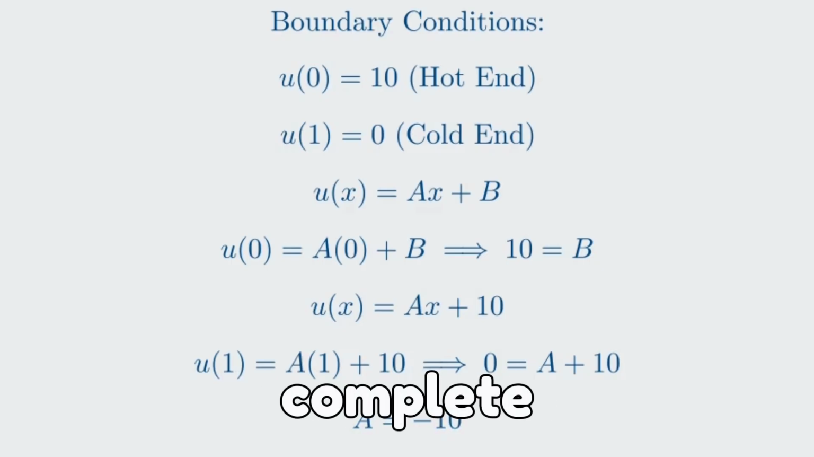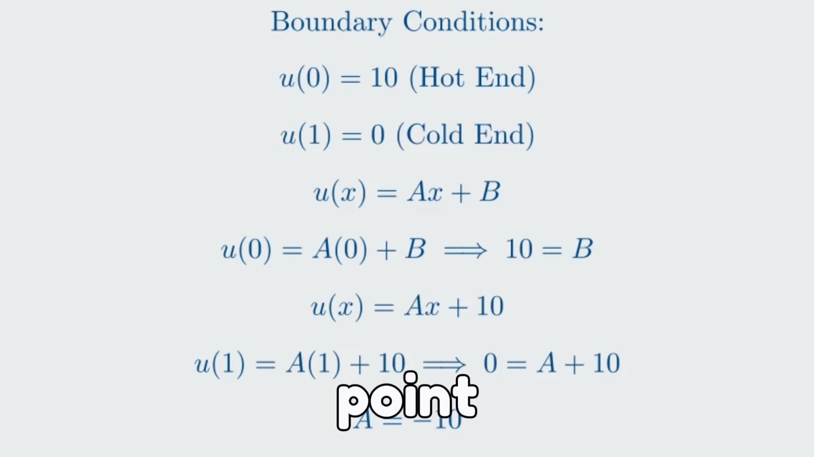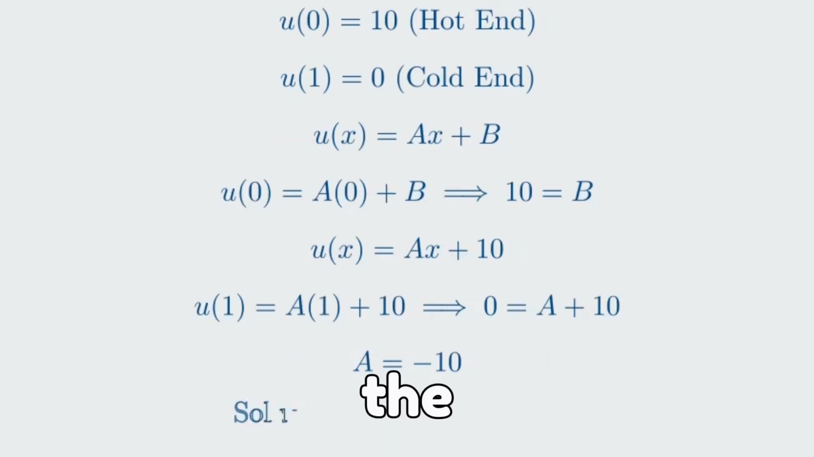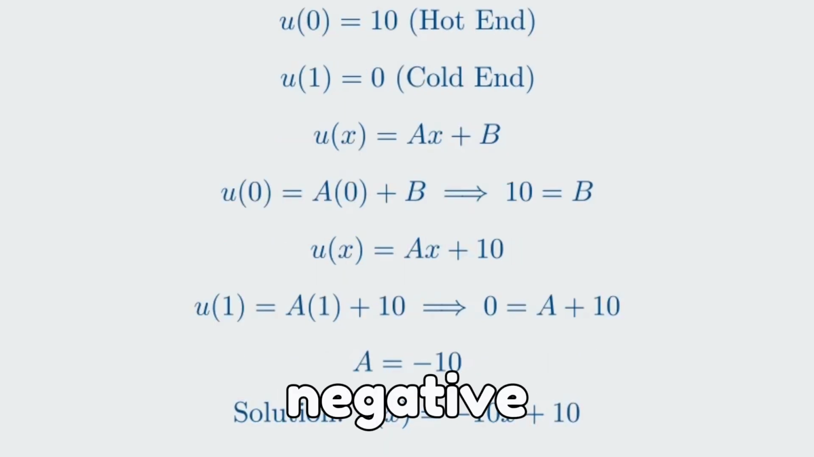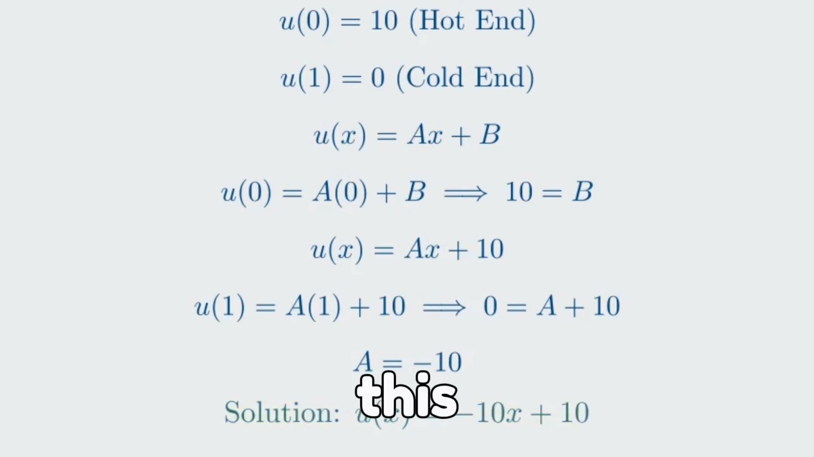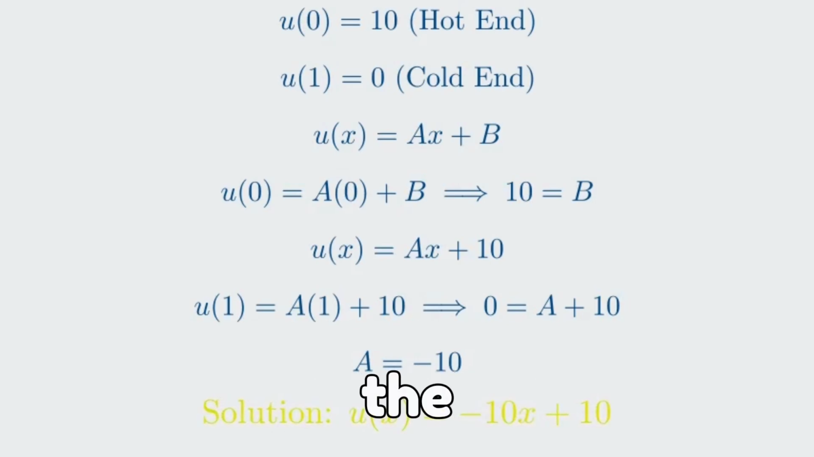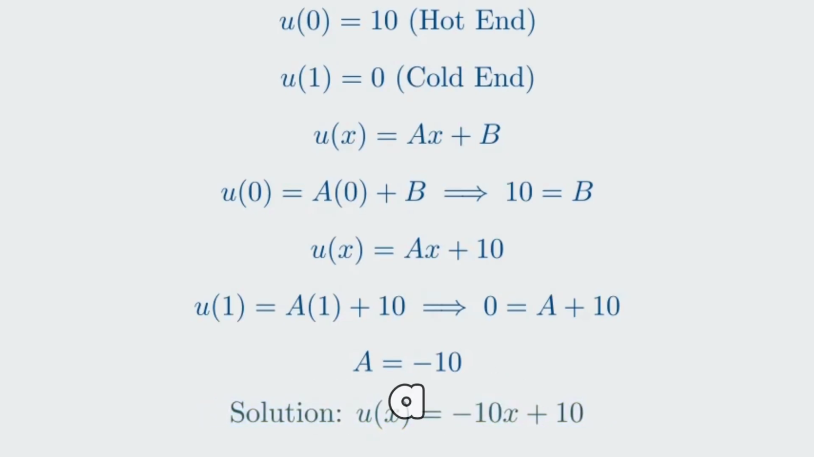Now we have our complete solution for the temperature at any point along the rod in steady state. The solution is u of x equals negative 10x plus 10. This equation describes the straight line that connects the temperature of 10 at x equals 0 to a temperature of 0 at x equals 1. This is a perfect example of a steady-state temperature distribution.